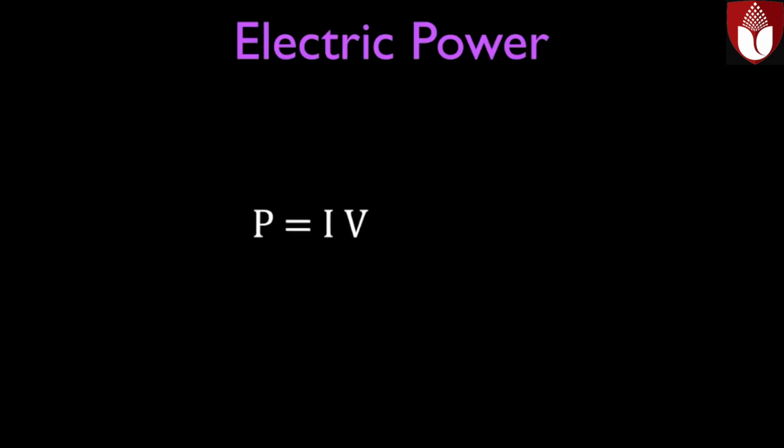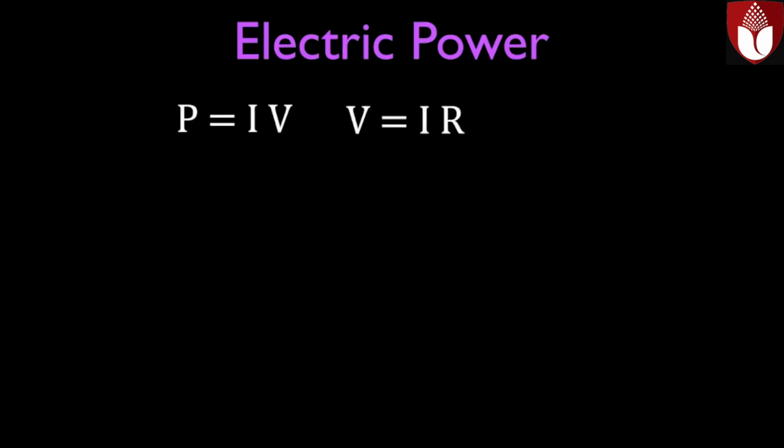Now there are two other equations you should be aware of for electric power, and we get those equations by substituting in or using Ohm's law. V equals I times R. You can see that the power is equal to the current times the voltage, and the voltage is equal to the current times the resistance. We can substitute IR in for V, and one of the other equations is the power is equal to the current squared times the resistance.